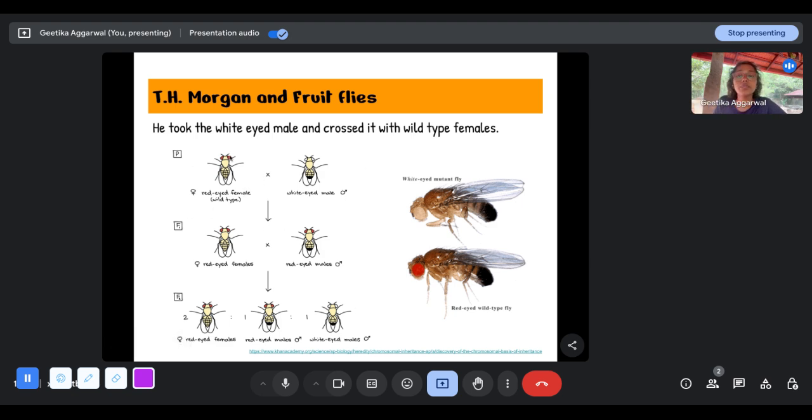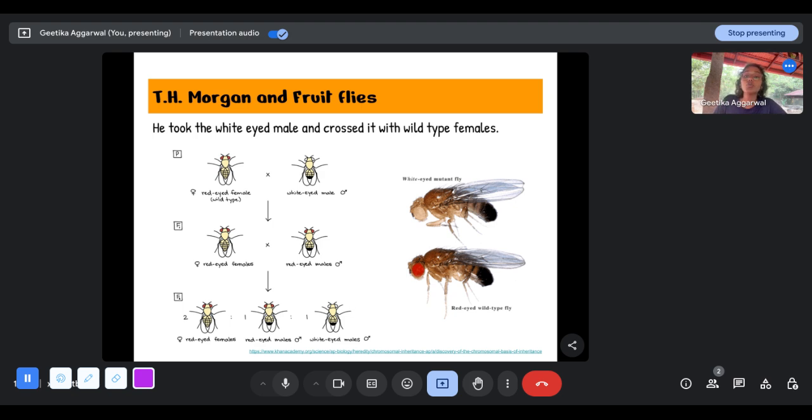So he started out with a parent generation in which he took one mutant male with white eyes, and he crossed it with a wild type red-eyed female. Then in the first filial generation, all the progeny, irrespective of sex, had red eyes. And then in the second filial generation, it followed a ratio of 2:1:1, in which 2 is for the females, all of them red-eyed, and 1:1 is the ratio of the males which had red eyes to the males that had white eyes, or which were mutants.